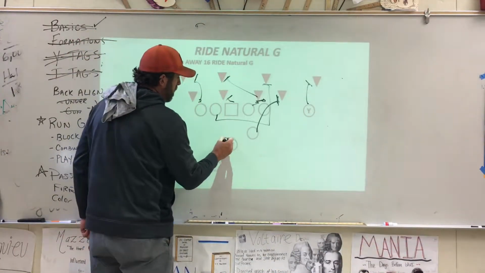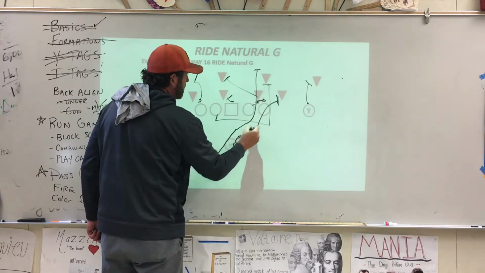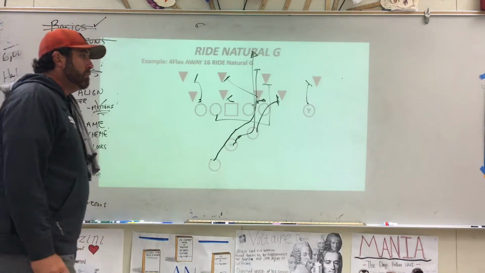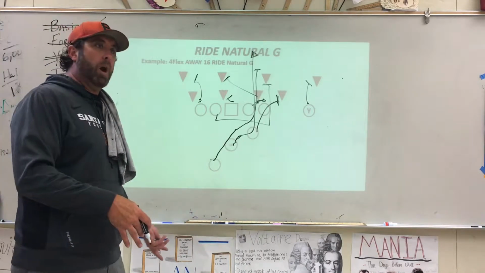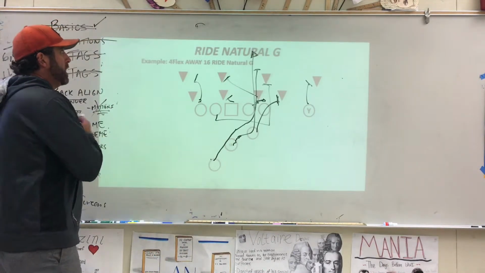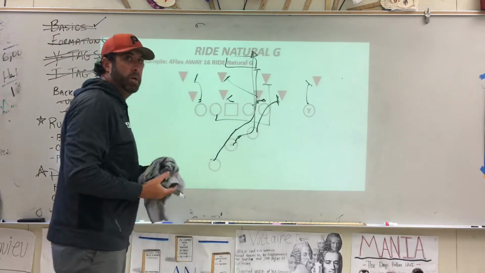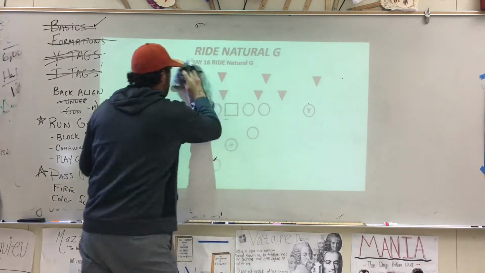So we're going to ride here. We're going to ride a little bit, and then he gets to cut up the hole, and he gets to follow. So it adds another blocker. That's ride natural G. 7 away, 16 ride natural G. 8 away, 15 ride natural G. Right? So that just adds another little wrinkle, but the blocking scheme stays the same. So the line doesn't get confused, and they know what to do, and everybody's happy.